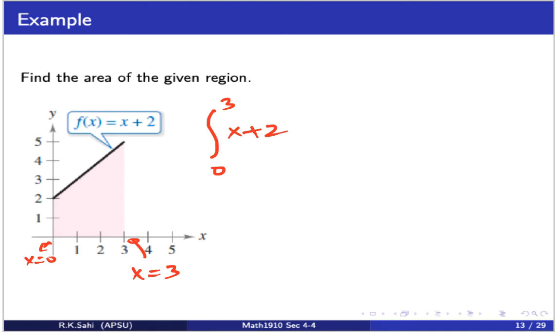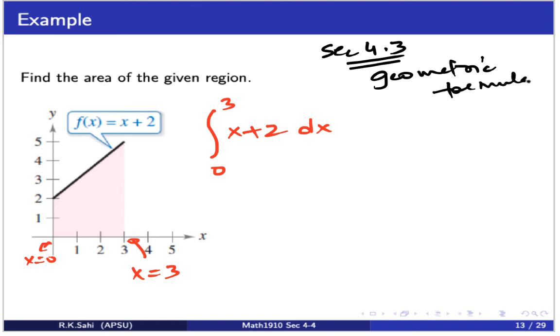If you remember from your earlier section, when we started with integrals, the Riemann sums and definite integrals, we actually did this problem using the geometric formula. I'm talking about section 4.3. We had the same problem and we used the geometric formula, and the answer we got was 10.5 square units.